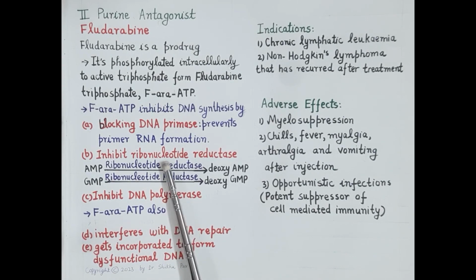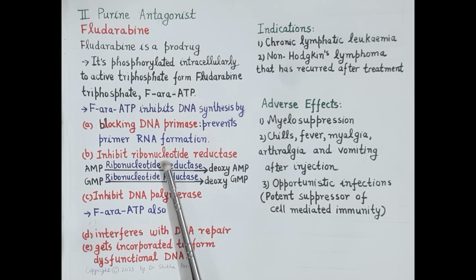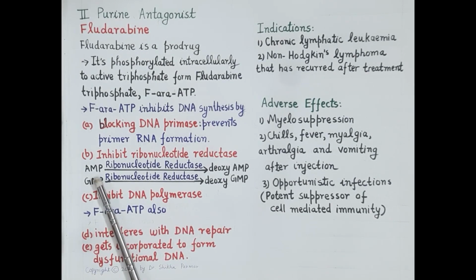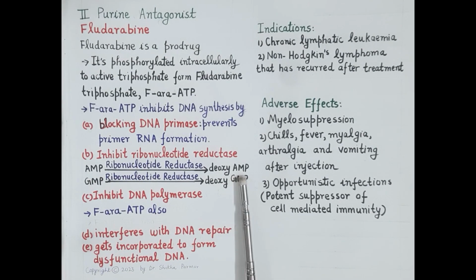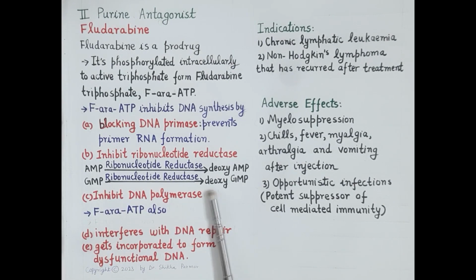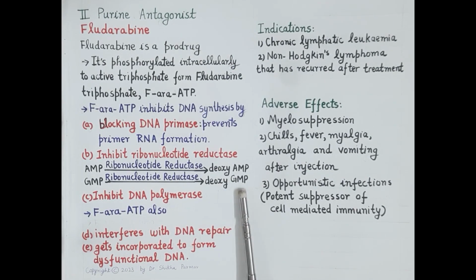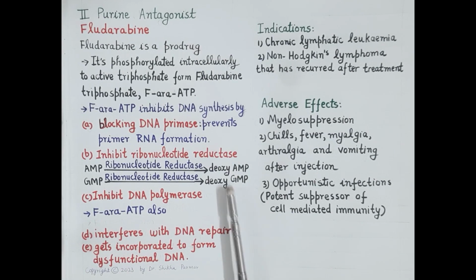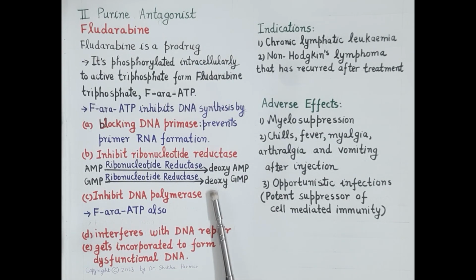Then another enzyme, that is ribonucleotide reductase. What it does is that it converts the ribonucleotides to deoxyribonucleotides. For example, AMP, that is adenosine monophosphate, is converted to deoxyadenosine monophosphate. Then GMP, that is guanosine monophosphate, is converted to deoxyguanosine monophosphate. And both deoxy-AMP and deoxy-GMP are the nucleotides for the synthesis of DNA.